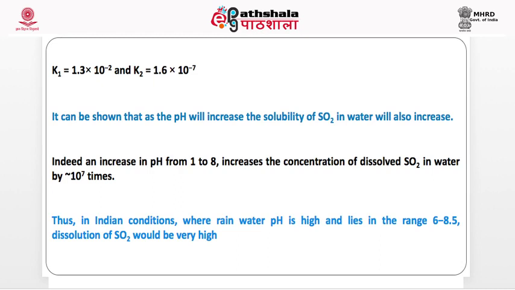Now, what happens? Look here. This is K1 K2 upon H plus square. As the hydrogen ion concentration increases, the solubility of sulfur 4 will decrease, SO2 will decrease. And if the pH increases, the solubility of sulfur dioxide in water will increase. In India, the rainwater pH is high. In European countries, rainwater pH is low. Therefore, sulfur dioxide will be more soluble in rainwater or cloud water in our country than in European countries. It may be pointed out that an increase in pH from 1 to 8 increases the concentration of dissolved SO2 in water by a factor of 10 to the power 7.